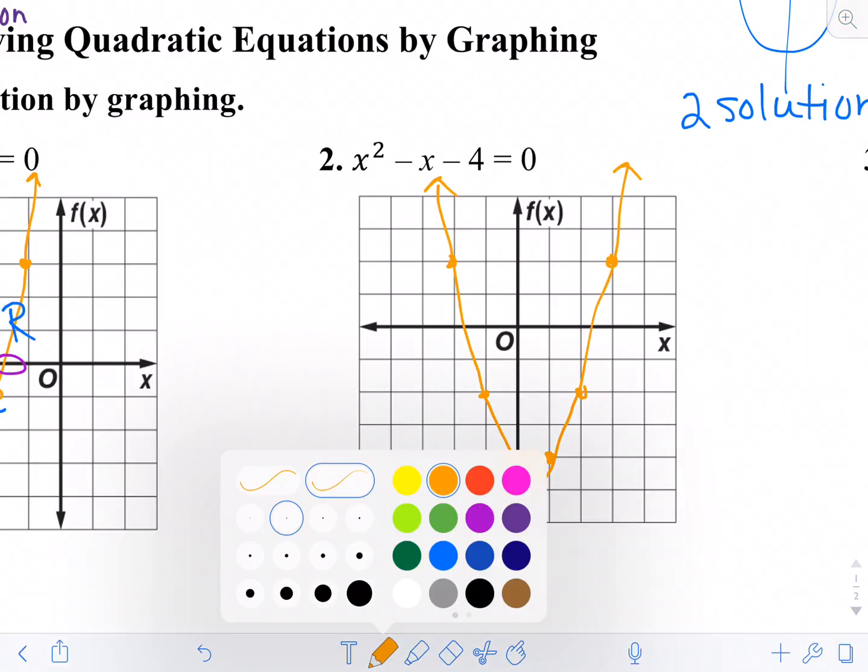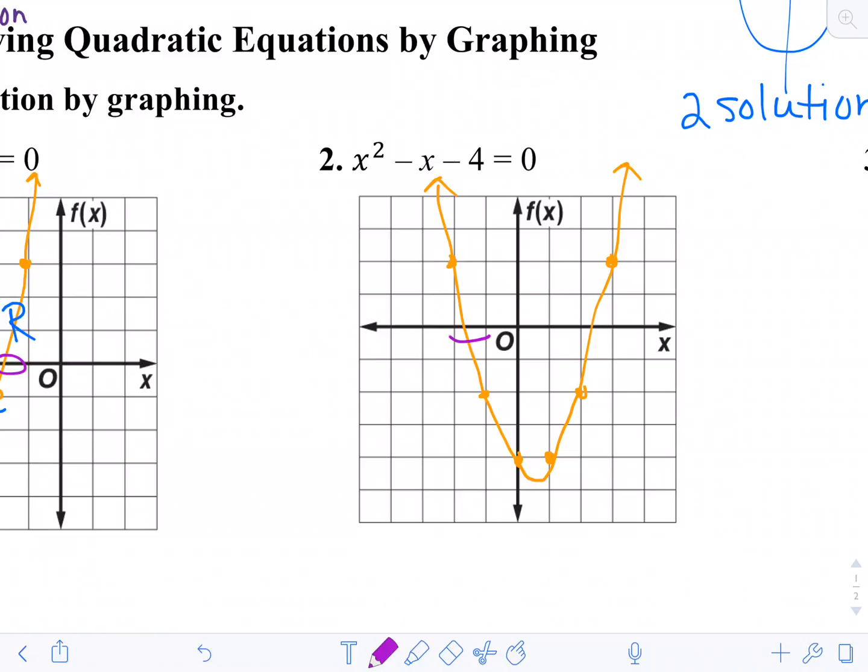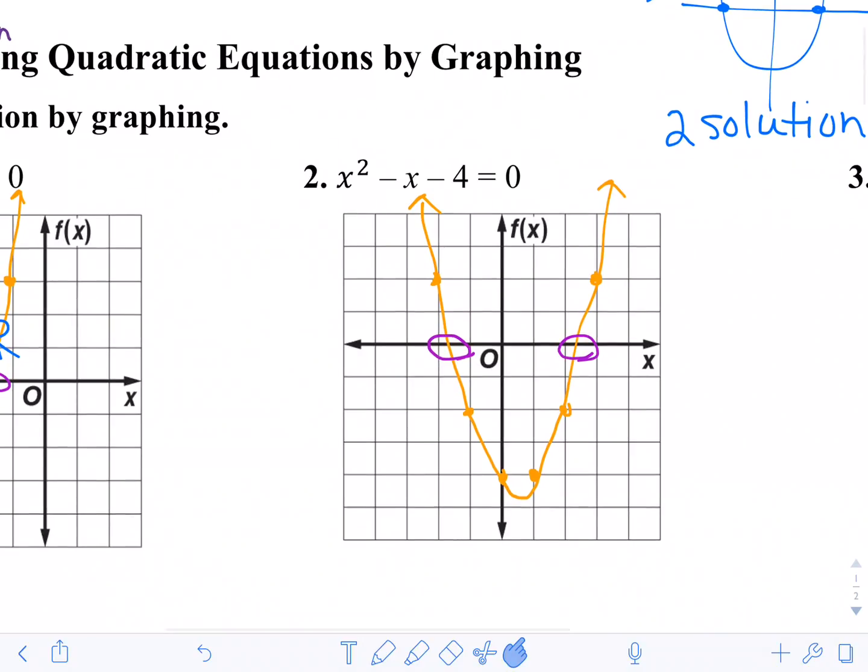Okay, draw my arrows. So I know my answer is somewhere between negative 1 and negative 2, and somewhere between 2 and 3. To find those answers, I'll put my answers over here. I'm going to use my calculator again. First, I'm going to hit graph. There's my graph.